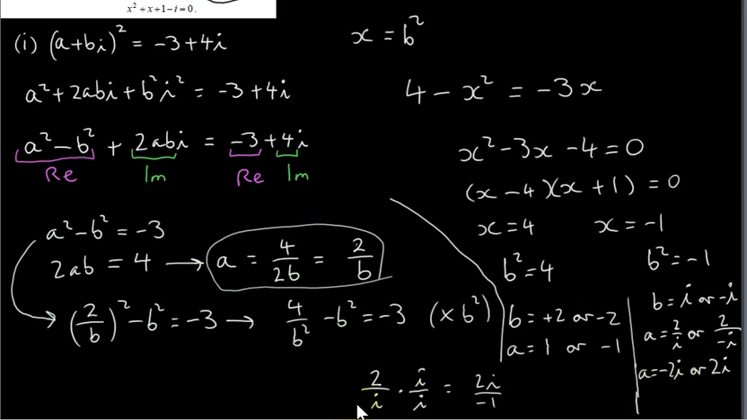Similarly, if we have 2 over minus i, then if we multiply above and below by i, we get plus 1 underneath. We get 2i divided by plus 1, which is 2i. As a matter of fact, 1 over i is minus i.